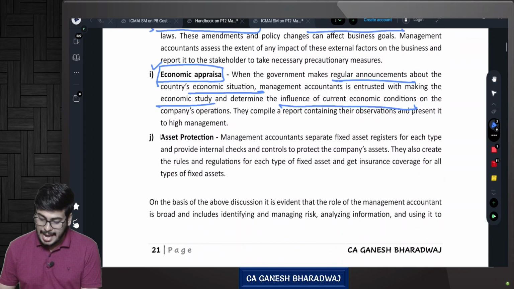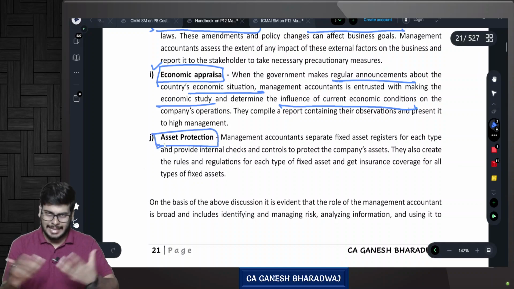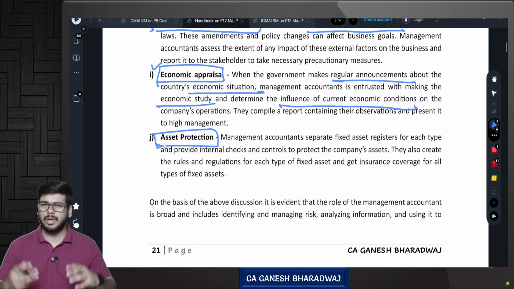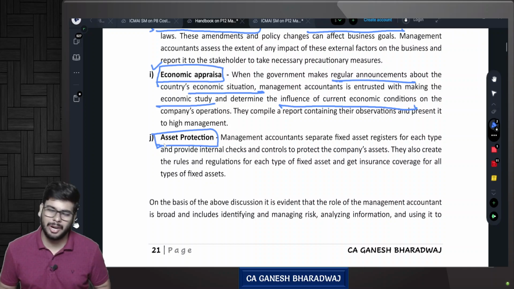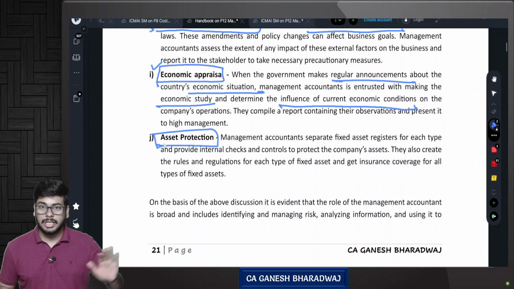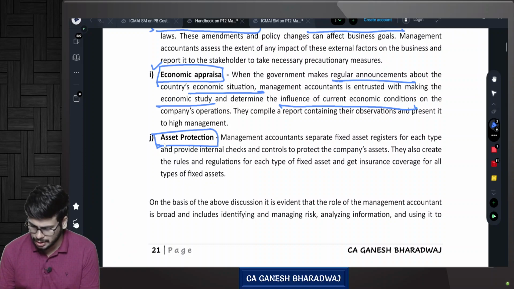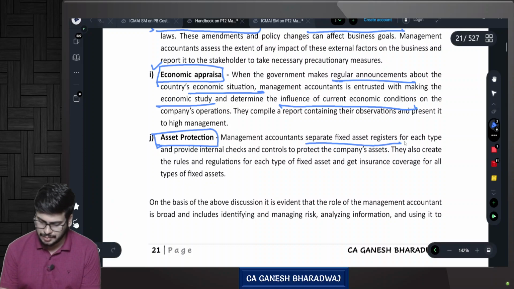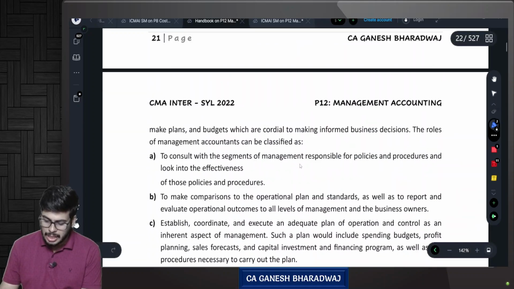Economic appraisal. Asset protection, obviously. A company is made up of what? Assets, right? You have so many machineries, buildings, whatever it is. At the end of the day, it is also the responsibility, not an exclusive responsibility, of the management accountant to ensure that all the assets are properly and effectively used for the best interest of the organization. Theoretically, they have mentioned all these things. Separate fixed asset registers for each type are maintained, and proper internal checks and controls protect the company's assets. All these things have been mentioned here. Clear with this?